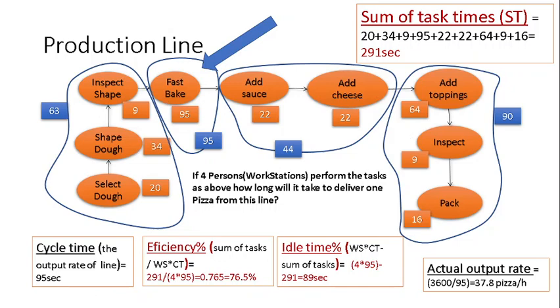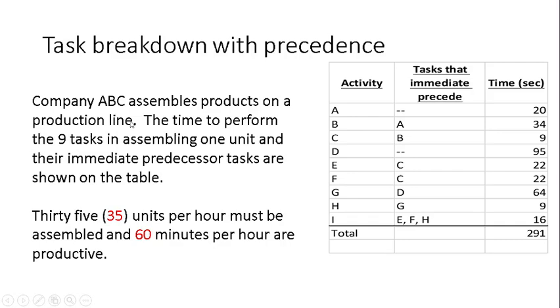So that was a simple example where all the tasks were following a sequential flow, as you can see here. Now let's move to an example where we have some precedence. Suppose that a company, ABC, assembles some products on a production line, and we have identified here 9 activities where each one might have a preceding activity or not. And we have also identified the time it takes for each task to be completed.